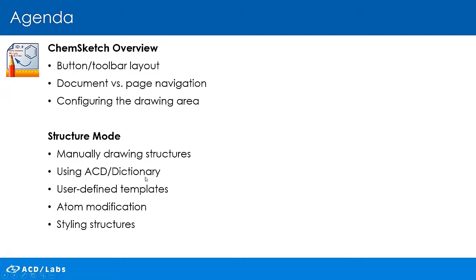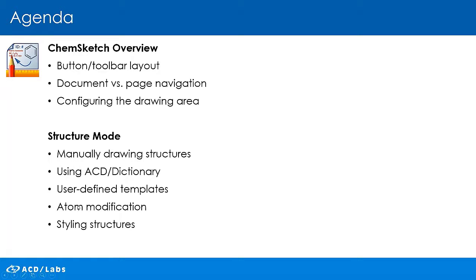This is going to be the main meat and potatoes of this presentation. Everything that we do as chemists is going to be pretty much in structure mode. So there's a couple of things here. First, we want to talk about manually drawing structures, and then we're going to talk about using the ACD dictionary for those of you who have the full version of ChemSketch, and also how we can automatically add user templates so we don't have to draw the same thing over and over and over again.